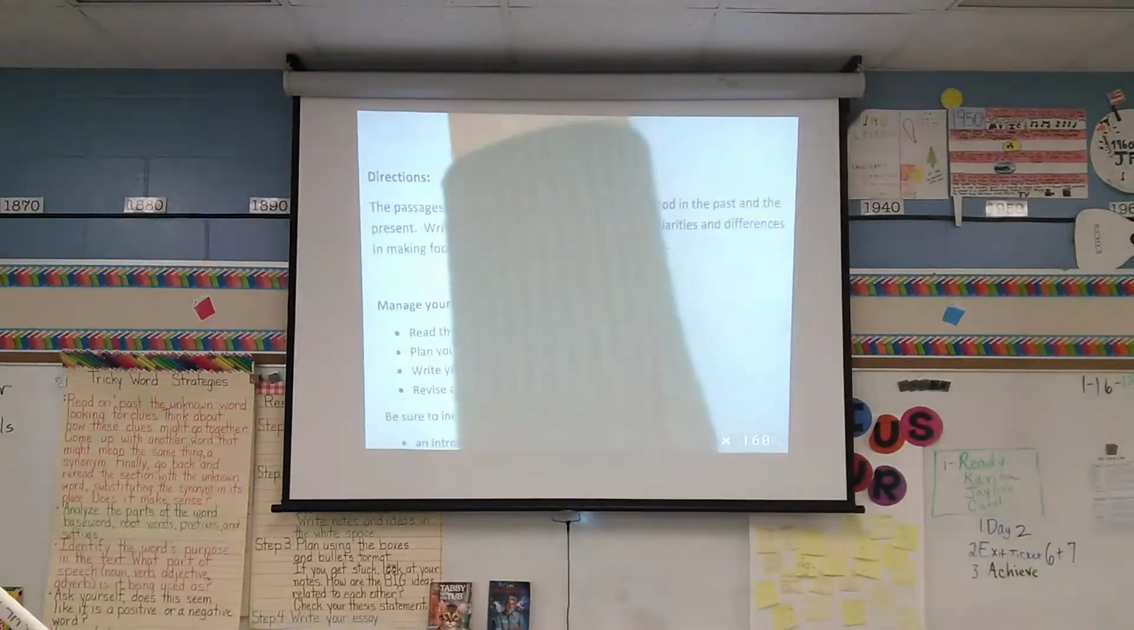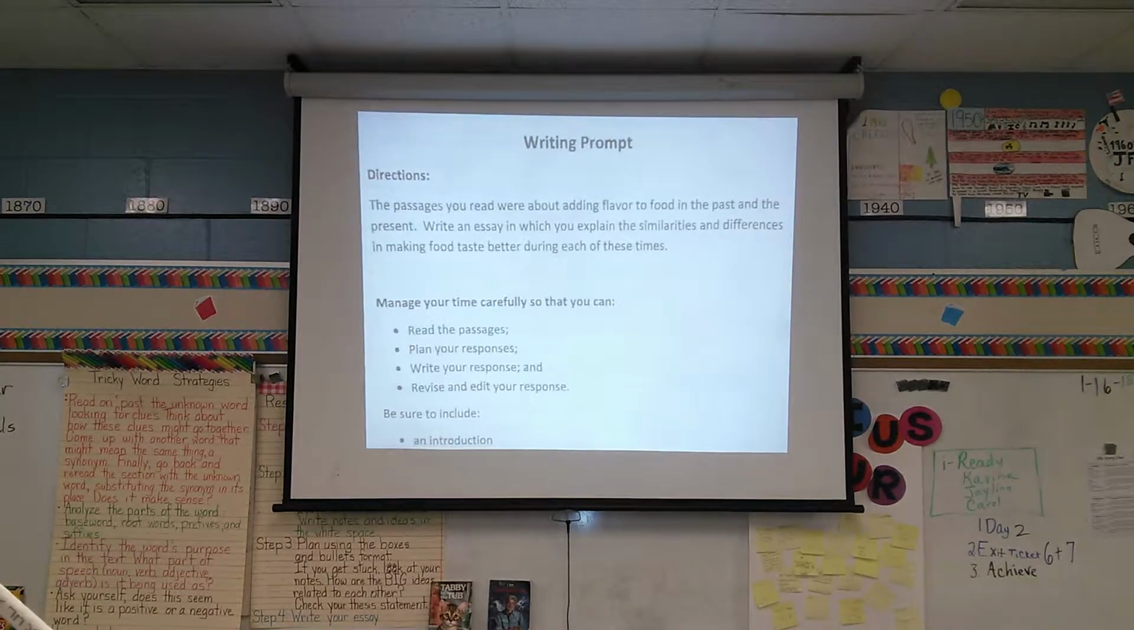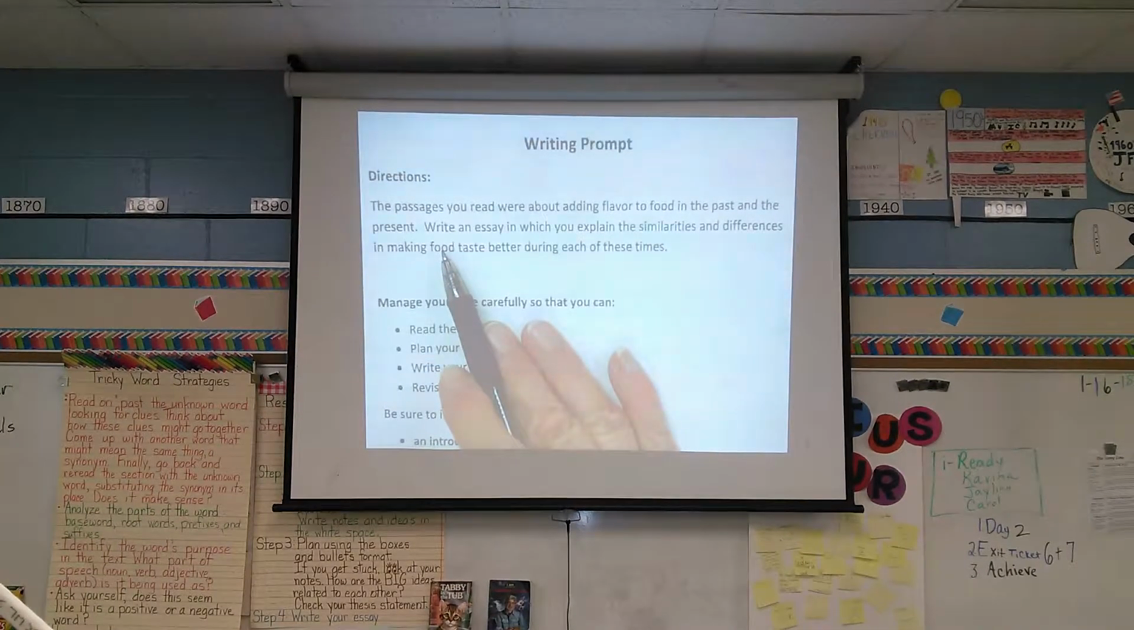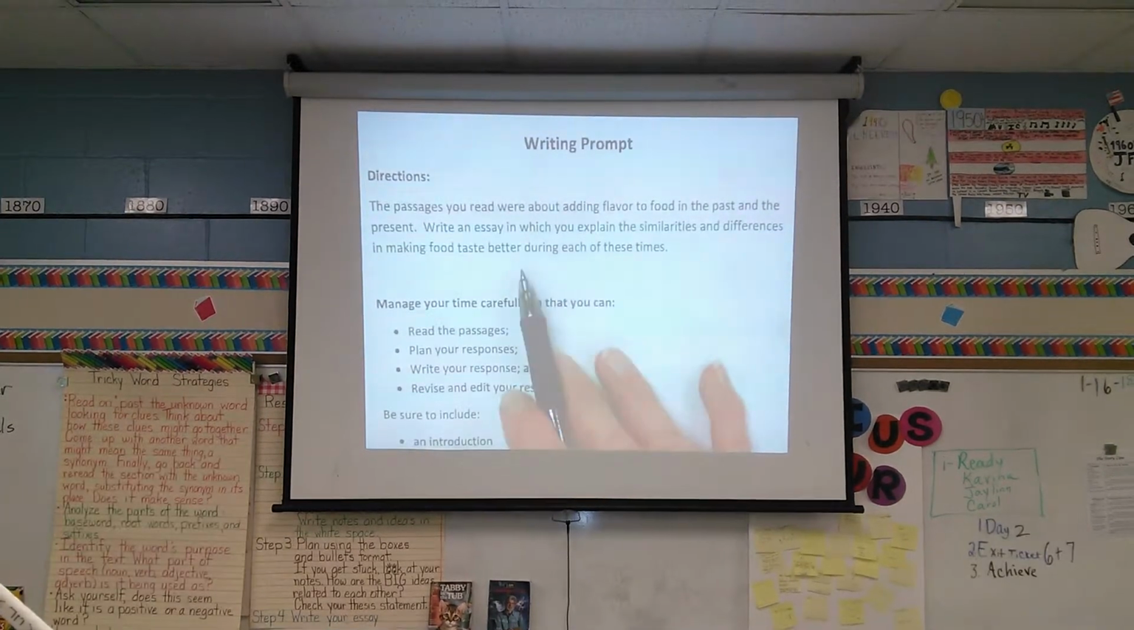Let me just zoom this in just a little bit. And one of the articles is more historical, and it goes back to the 1400s and 1500s and talks about the spice wars. So we have two different articles set in two different time periods about the same topic. And it says in the directions to write an essay in which you explain, and remember we went ahead and put a circle around the word explain, where we explain the similarities and differences in making food taste better during each of these times.